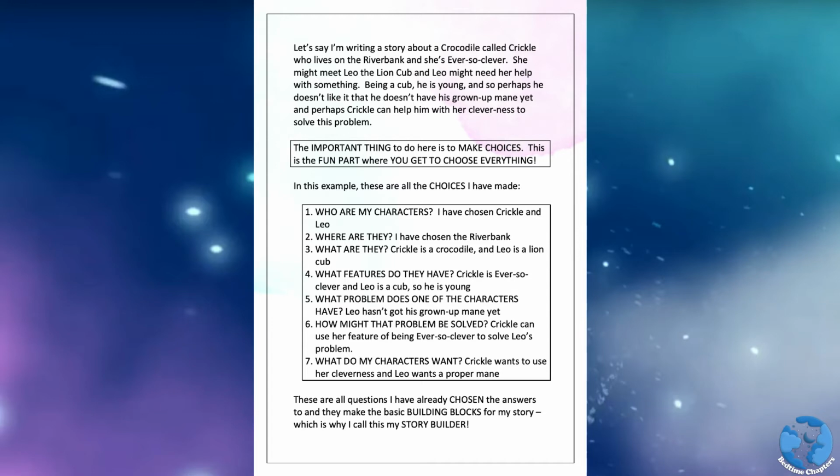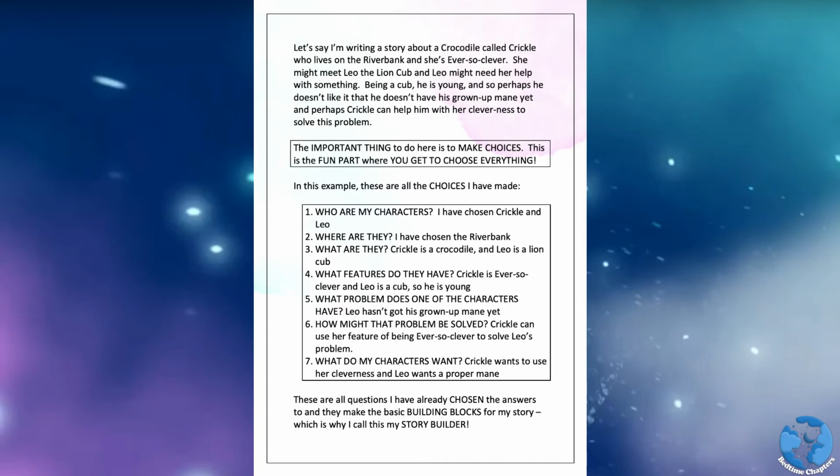The important thing to do here is to make choices. This is the fun part, where you get to choose everything. In this example, here are the choices I have made. Who are my characters? I have chosen Crickle and Leo. Where are they? I have chosen the riverbank. What are they? Crickle is a crocodile and Leo is a lion cub. What features do they have? Crickle is ever so clever and Leo is a cub, so he is young.